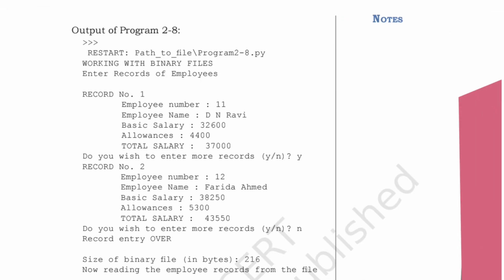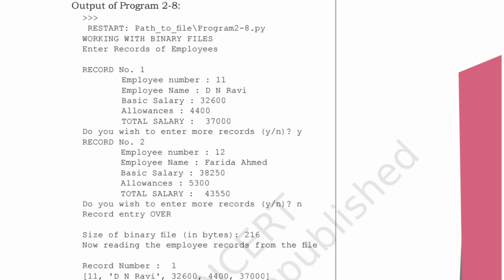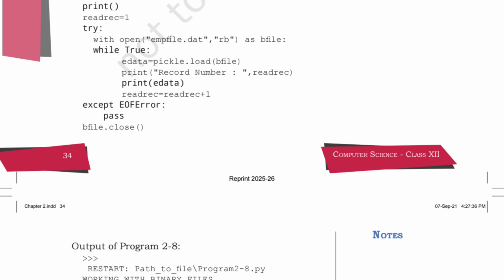So that is the output. Enter records of employees, record number 1. This is the details of the employee. Then, do you wish to enter more records? If yes, then record number 2, that is, we are already taking read record as 1 plus 1, 2, so we have to take 2 records.